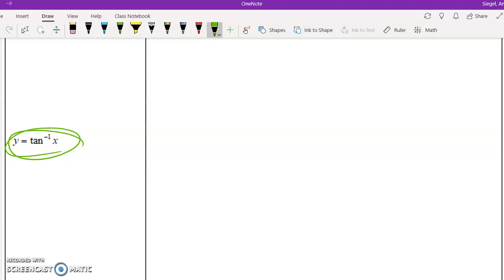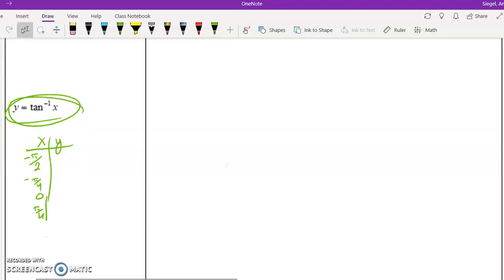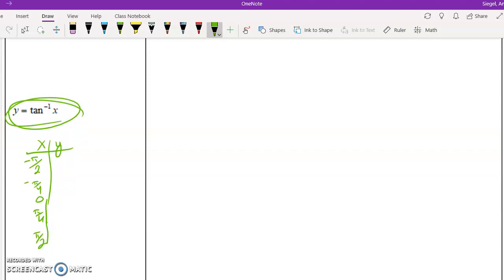So remember the tangent, if we were to make an XY chart for tangent, when we were doing the graphing functions, we did negative pi over 2, negative pi over 4, 0, pi over 4, and pi over 2. And if you'll recall, it went undefined, undefined, 0, and then tangent went up. So it went from -1 to +1. Okay, well, so we are going to find the inverse of this now. And so we are going to flip these.